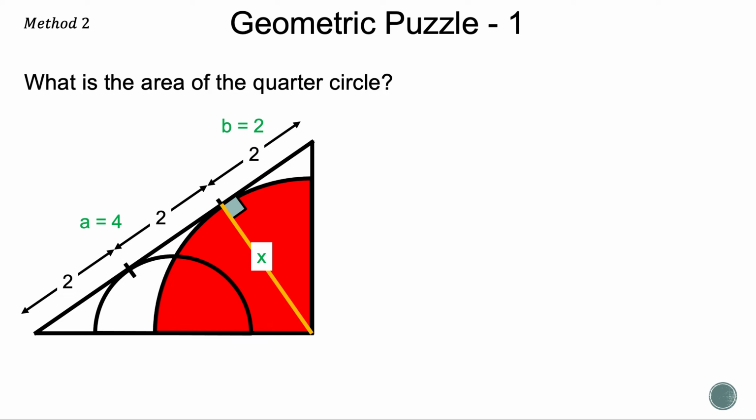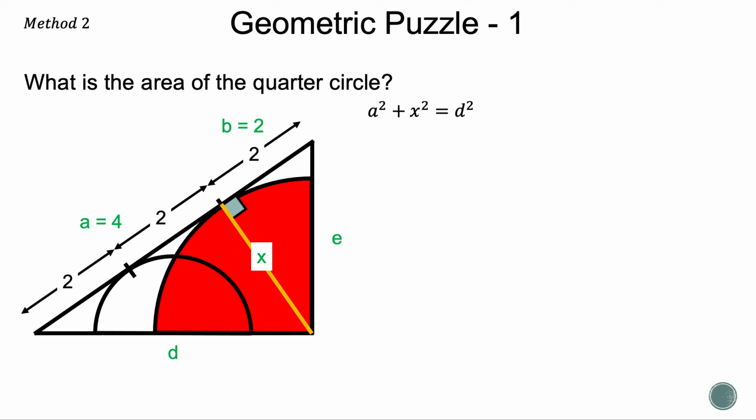Now let's take a look at method 2. The first few steps are the same, but the next ones are a little bit different. So let's go ahead and label the rest of the triangle, D and E. Since all three triangles that we're going to be talking about are right triangles, we can use the Pythagorean theorem to help us out. Now let's set up the first one.